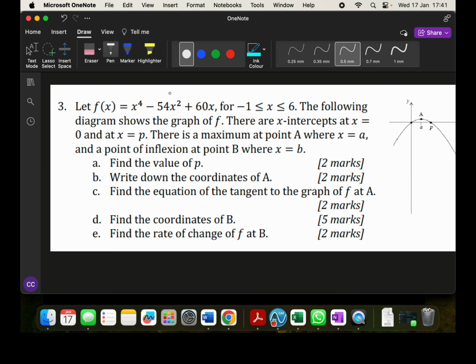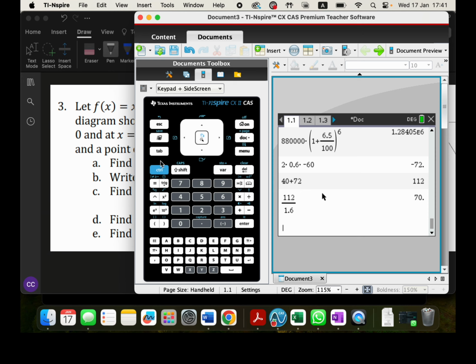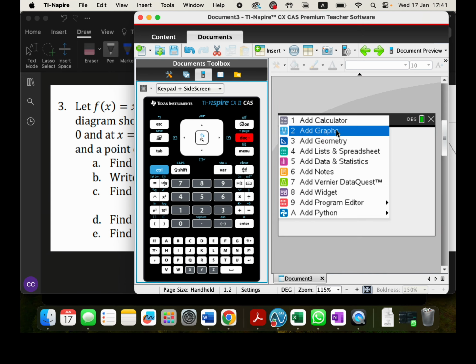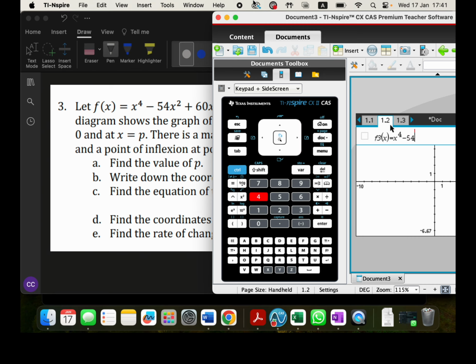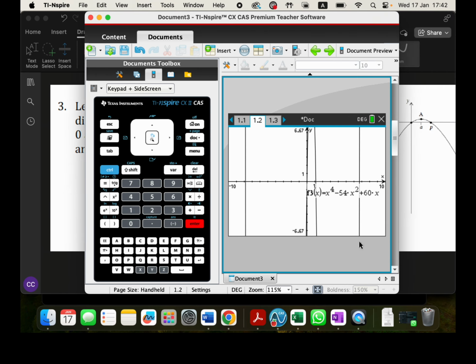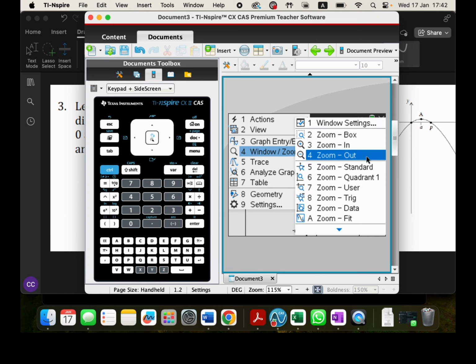So we're given the function. This is paper 2. Graph the function. So if I go and I create a graph here, and I insert my values, sorry, this is x to the 4th minus 54x squared plus 60x. Now, it looks a little bit different than what they had, but remember, they only had from -1 all the way through. So I'm going to do menu and do some window zooming.